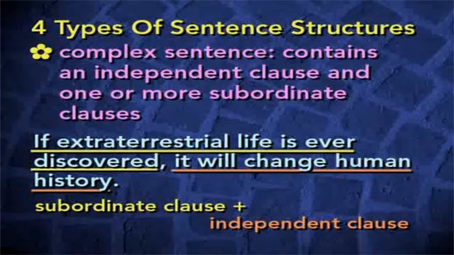It combines two different kinds of clauses, one an independent clause and the other a subordinate clause, makes them into a whole to express a single thought. Notice that it doesn't matter what order the clauses are in. The subordinate clause could come first, or the independent clause could come first. In this particular sentence, the subordinate clause comes first, but it could have been the other way around. Either way, it's considered a complex sentence.